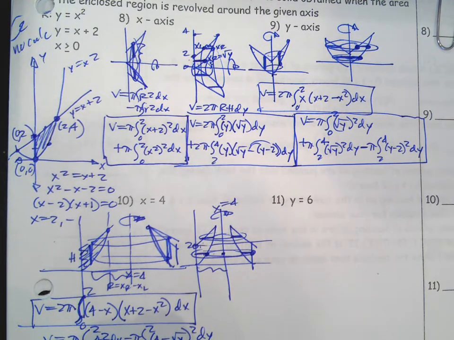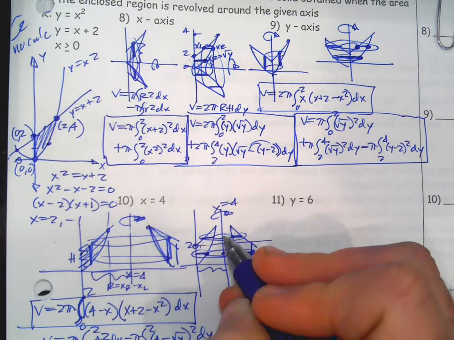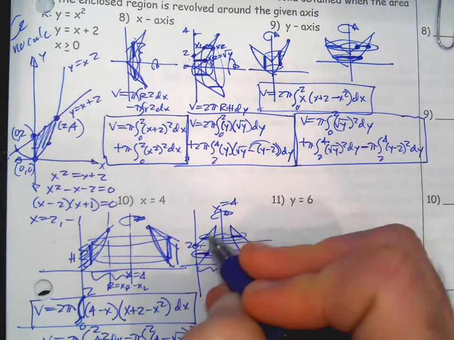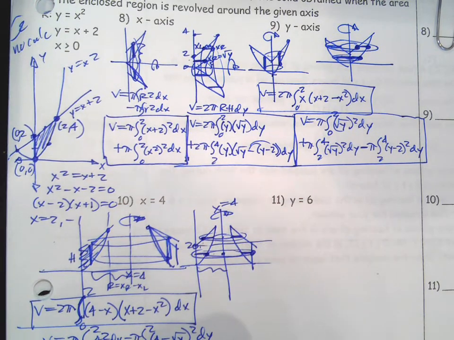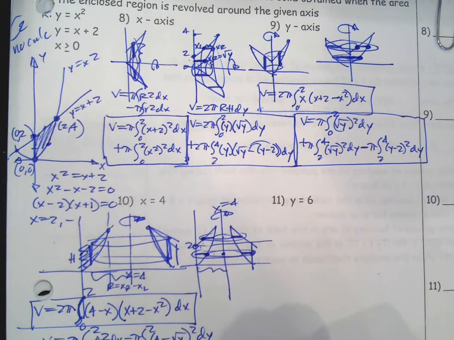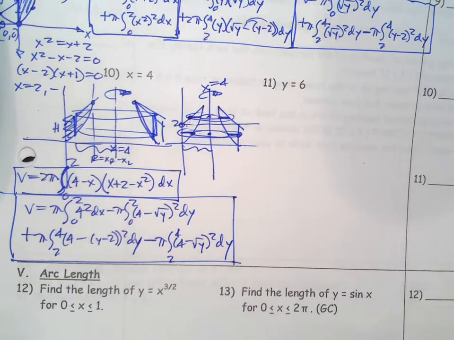plus, then we're going to go 2 to 4. And up here, the big radius is 4 minus the x coordinate here in terms of y, which would be y minus 2. Minus the small disk in the middle, it's going to be 4 minus the square root of y, squared, dy. So that's that setup.